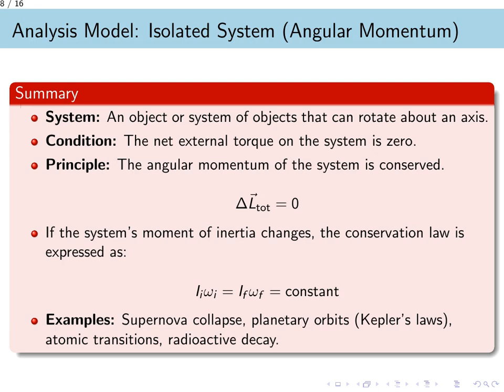As the examples show, this single principle has incredibly broad applications, from the collapse of stars, to the orbits of planets, and even to quantum mechanics. The key takeaway is that for any system with zero net external torque, the product of its moment of inertia and angular speed is a constant.